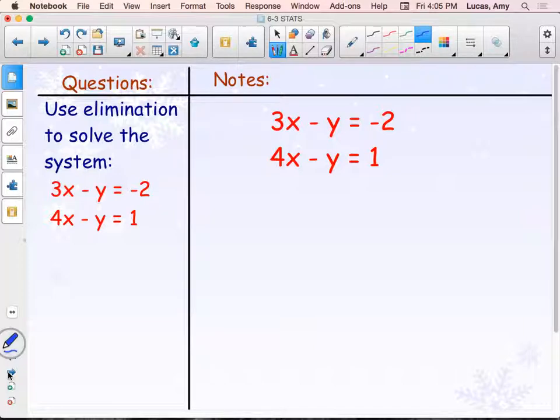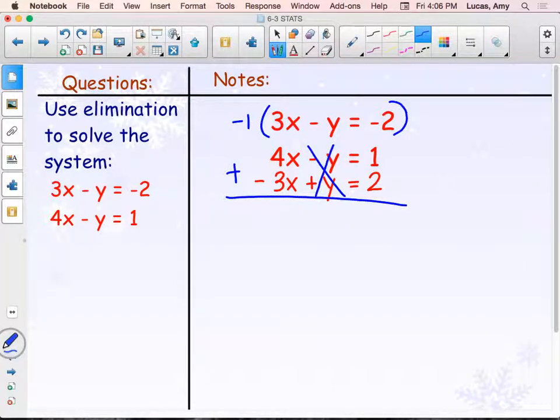Okay, this one is just like the last one. So the variable y's, they're both negative y. So I need to multiply negative 1 times one of my equations. I'm going to multiply the top one. So negative 3x, positive y, and positive 2 would be the result. Now my y's will eliminate. 4x plus negative 3x is 1x. So x equals 3. So my x-coordinate is 3.